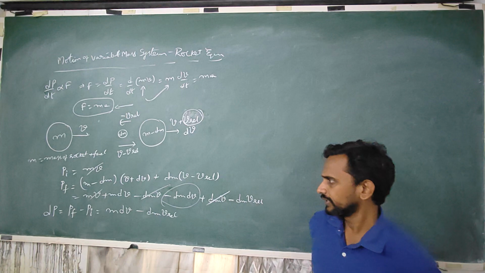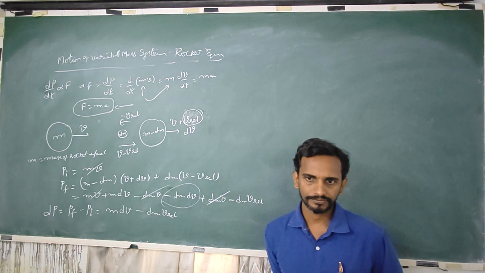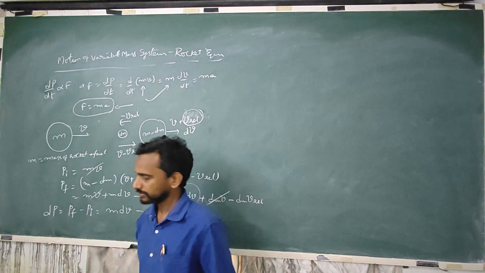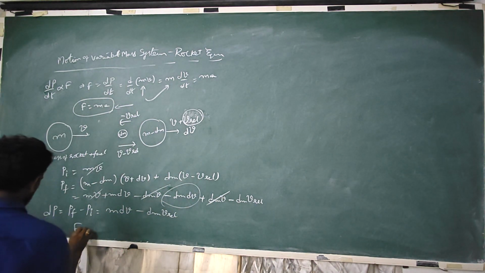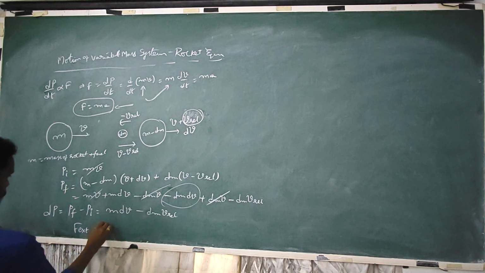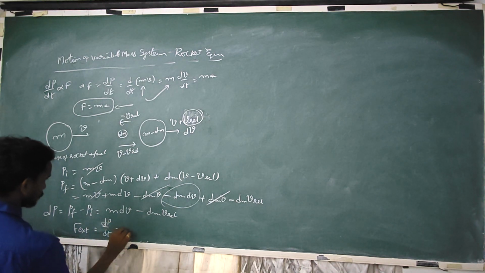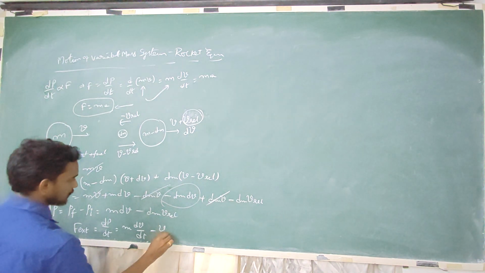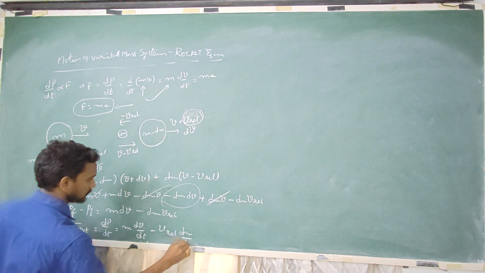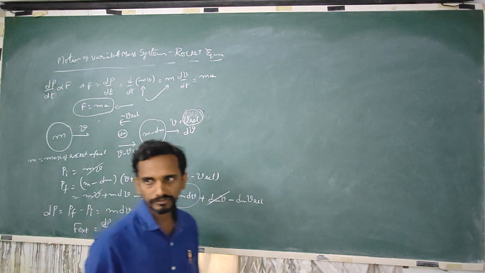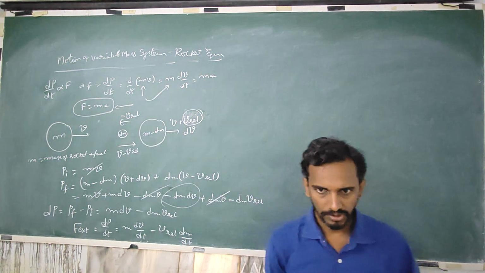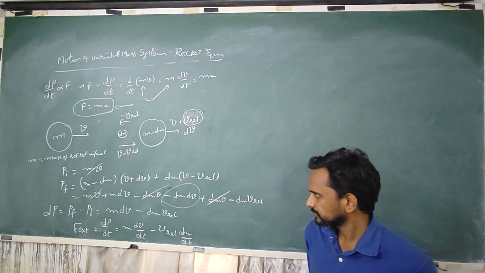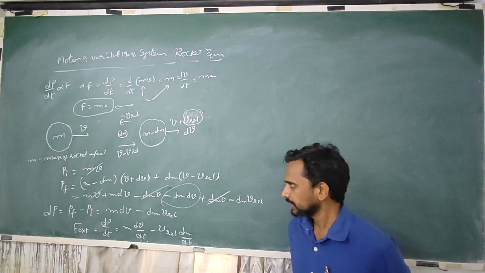So this is my change in momentum. Now I can apply this. F external is equal to dp by dt, which is m dv by dt minus v relative times dm by dt. So v relative is a negative number.